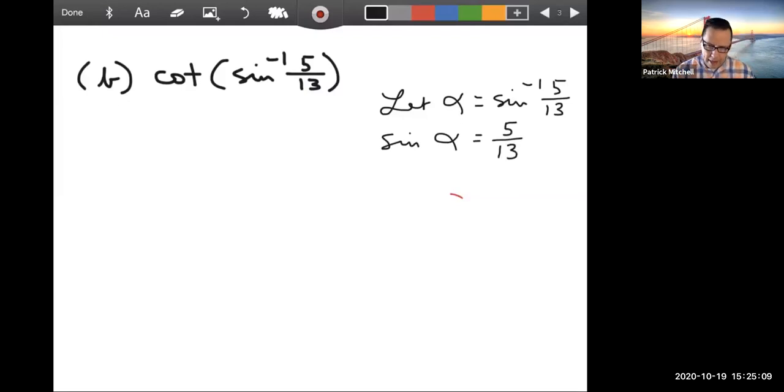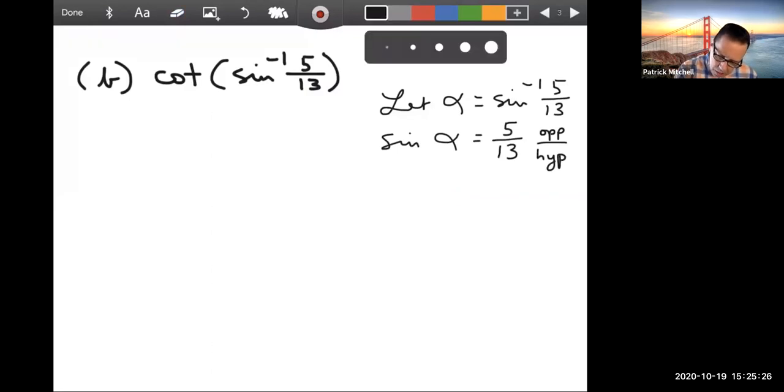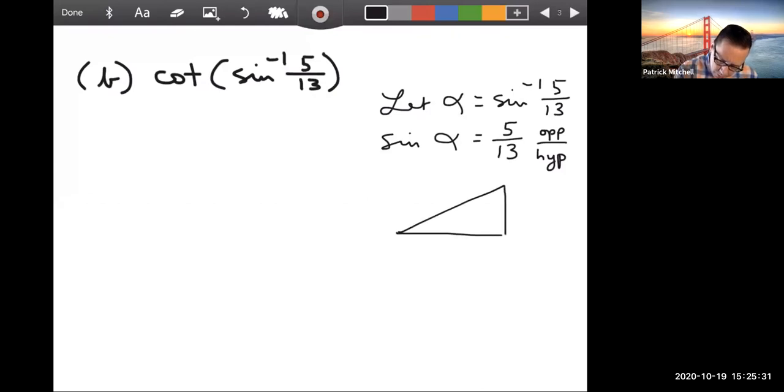Of course, some old hippies came around here tripping on acid, so SOHCAHTOA. Sine is opposite over hypotenuse, so I am going to draw my right triangle. Maybe it looks something like that. Call this alpha. The opposite side is 5, and the hypotenuse is 13.